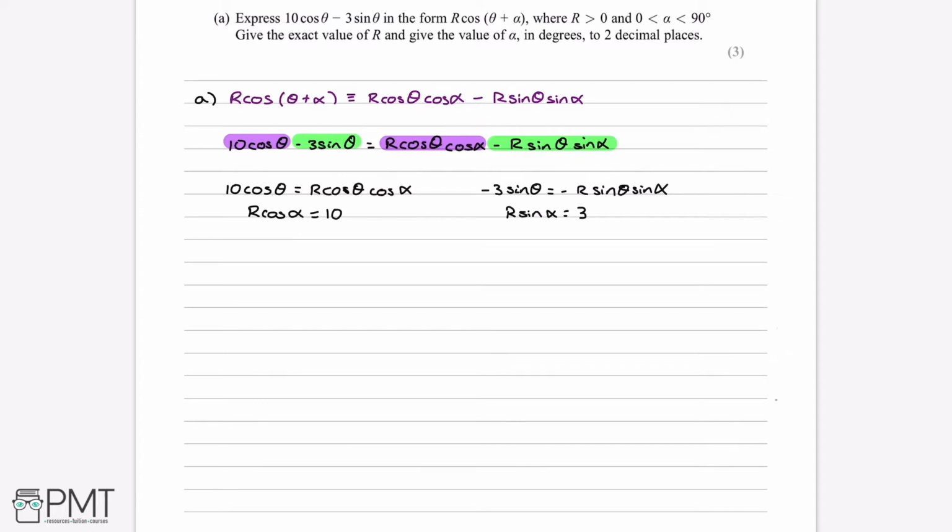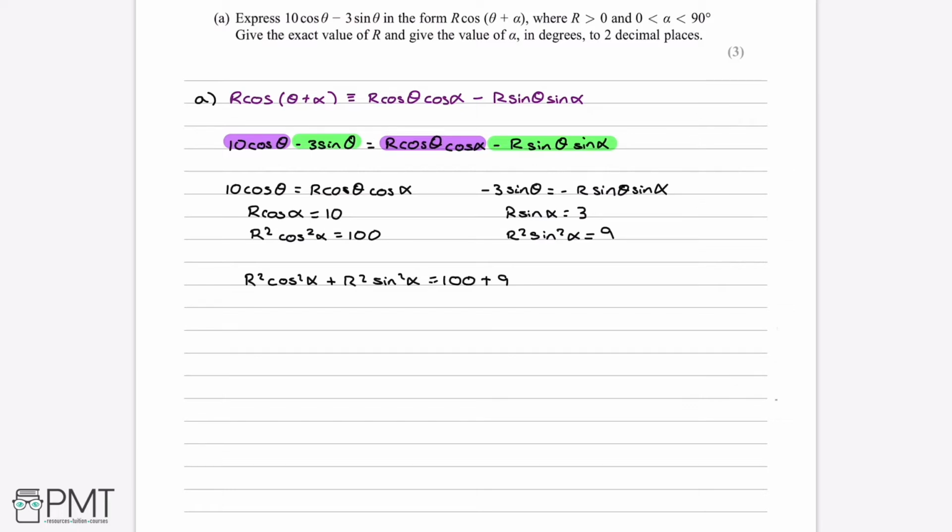So now we have both of these, what we can do, and we can see why in a minute, is square both of these. So r squared cos squared alpha is equal to 10 squared, which is 100, and r squared sine squared alpha is equal to 3 squared, which is 9. What we can now say is that r squared cos squared alpha plus r squared sine squared alpha is equal to 100 plus 9, because the two right-hand sides added up must be equal to the two left-hand sides added up. So this has to be true.